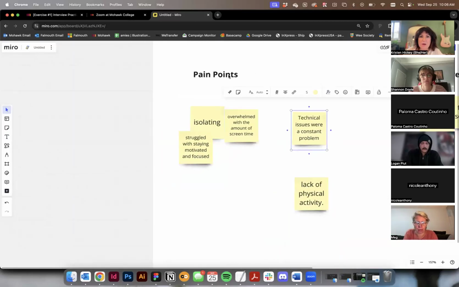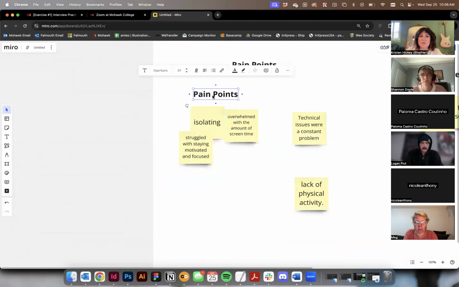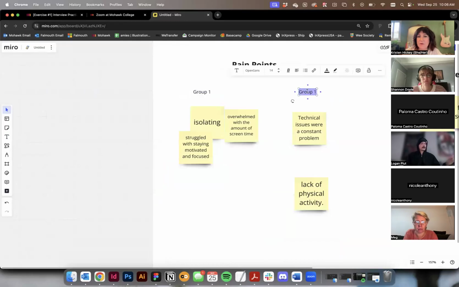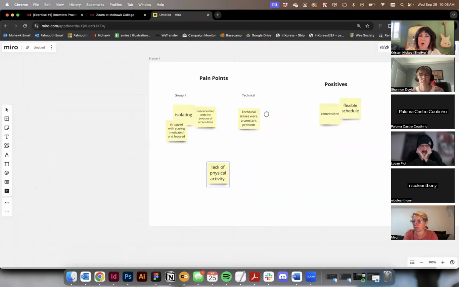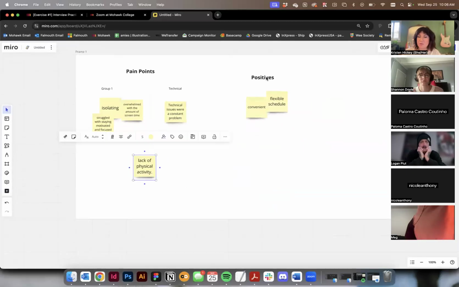I mean, it's a little bit cut and dry, but then what you can also do is, let's call this group one because I don't really know because they're all pretty similar right now. We'll call this technical. Because maybe a lot of people say technical issues were a constant problem. Maybe someone else terms that in another way. So we're going to keep plunking it in. And now we start to see all of that data. So we have several pain points. Maybe we have several positives.